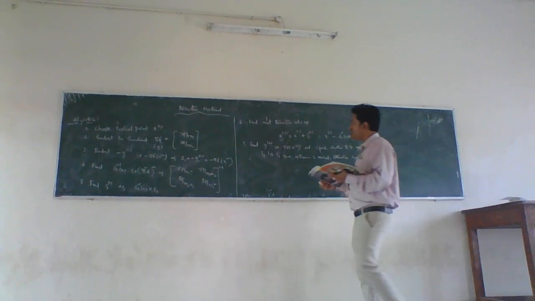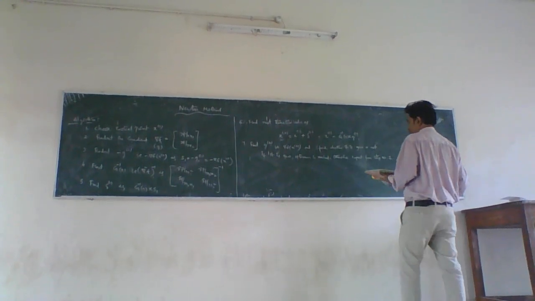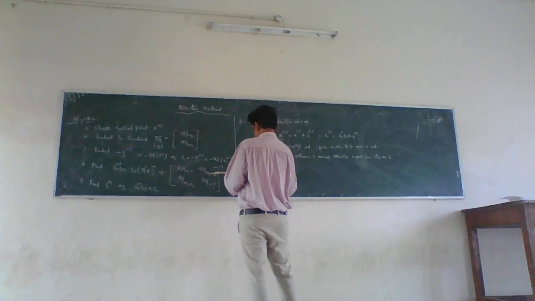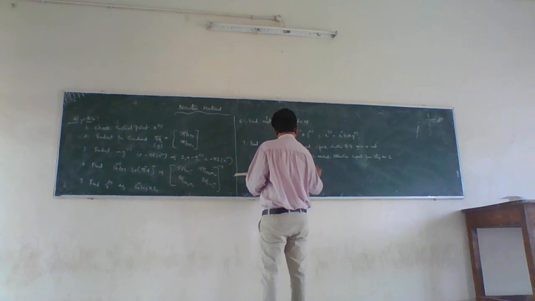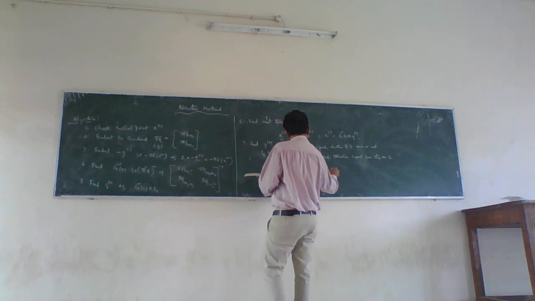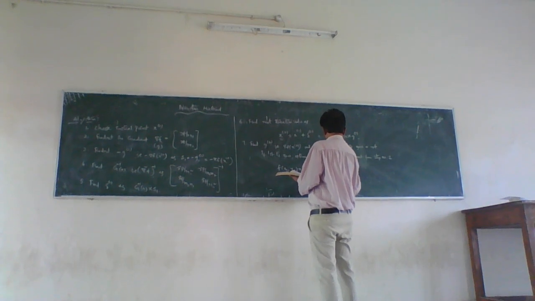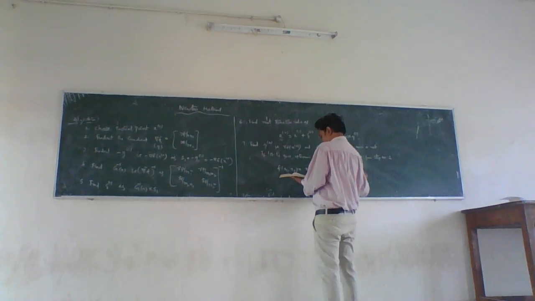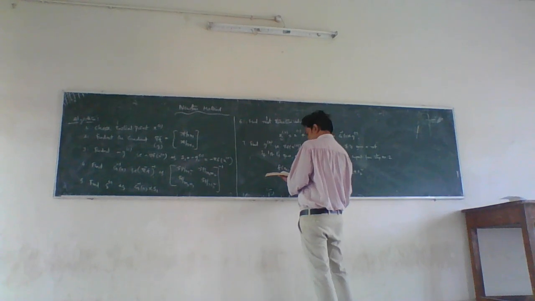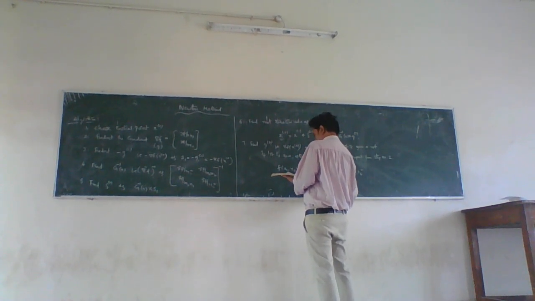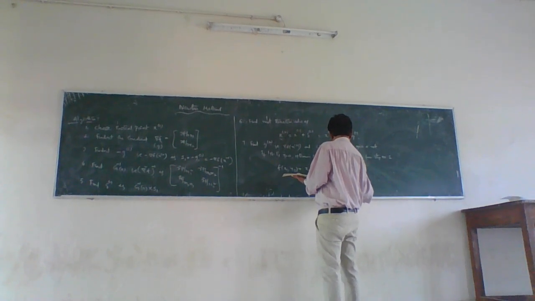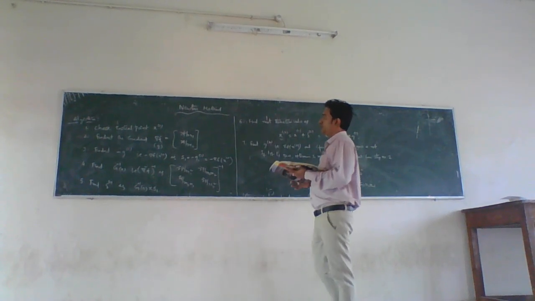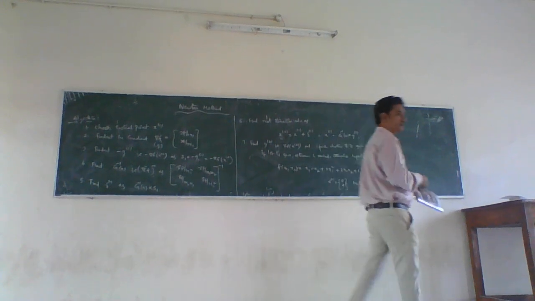f of x1, x2 is equal to x1 minus x2 plus 2x1 square plus 2x1 x2 plus x2 square. Take initial point x1 as 0, 0. Solve by Newton's method. So let's go step by step.